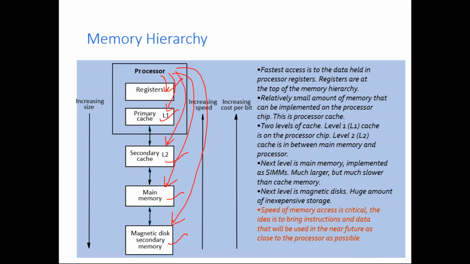So speed increases this way, and cost also increases this way. Magnetic tapes are very cheap. Main memory is costlier than magnetic memory, but cheaper than cache memory. Cache memory is costlier than main memory. So the cost increases this way, and size increases the other way. Because magnetic tape and disks cost less, you can have huge secondary storage devices. Similarly, main memory is cheaper than cache memory, so you can have a bigger main memory than cache memory. So the size increases this way, right?